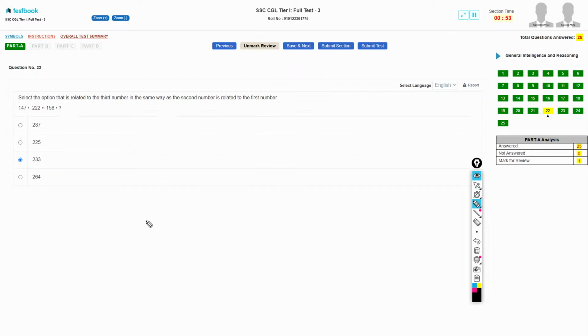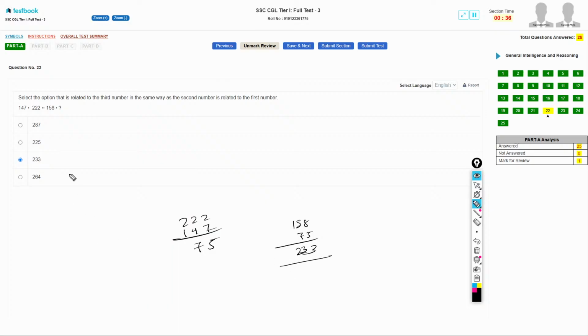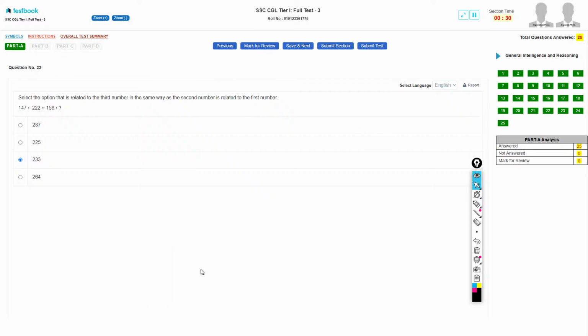Okay. Yeah, the difference is of 5 and 1, 5, 75. 158 plus 75 is going to be 3,1,22,23. Is it? It is in an option, so I have given it. Okay. Let's wait for the next section.